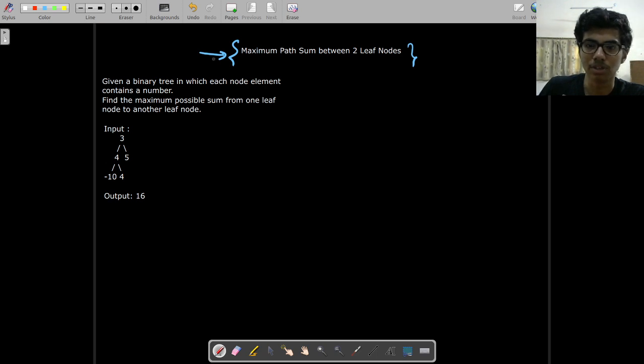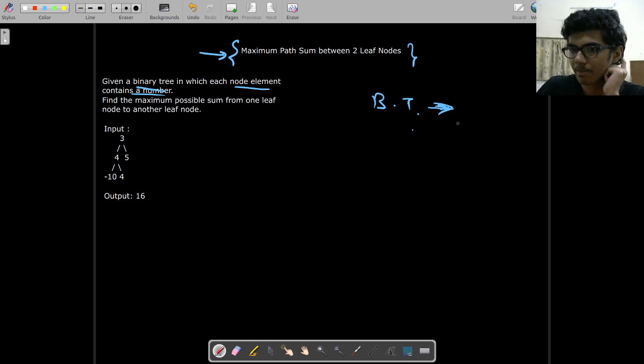And in this question, we are given a binary tree, in which each node contains a number. Okay, so nothing new in a binary tree, right? So find the maximum possible sum from one leaf to another leaf. Okay, so we are given some binary tree.